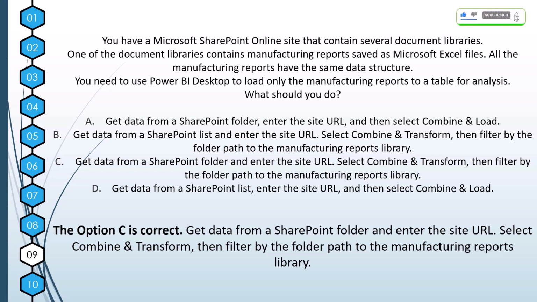Option C is correct. Get data from a SharePoint folder and enter the site URL. Select Combine and Transform, then filter by the folder path to the manufacturing reports library.